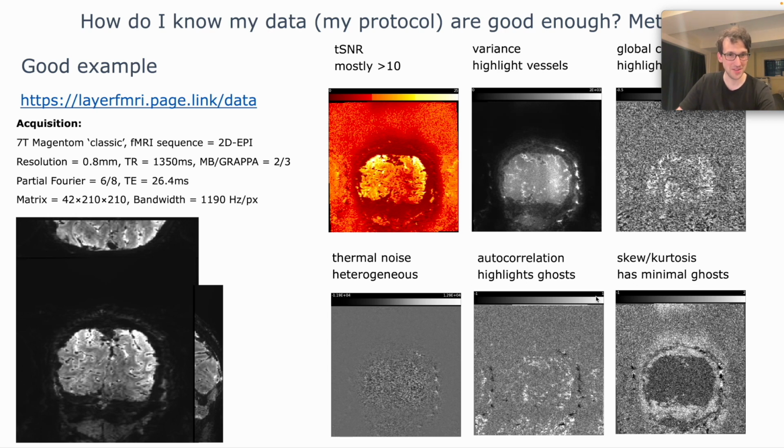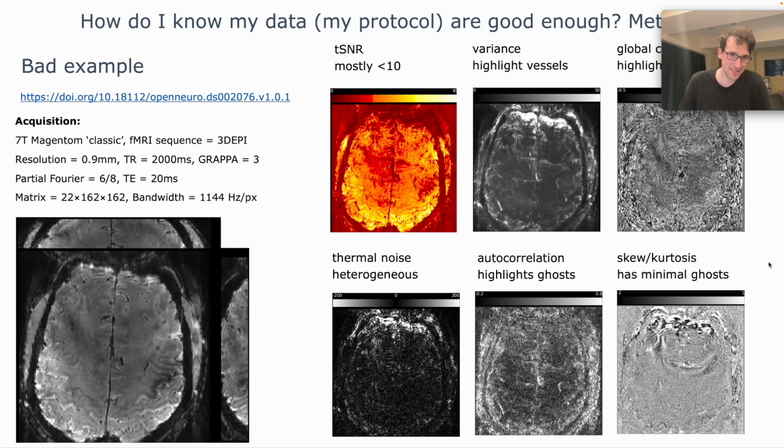Autocorrelation is also a very good metric that can sometimes be more sensitive to revealing artifacts that are not directly visible in TSNR maps alone. Also, I think skew and kurtosis is a very nice measure to look at artifact level, specifically ghost level. So in an ideal case, skew and kurtosis should be kind of flat within the brain. It should look like random noise. If you have arcs or ghosts in there, that usually means that you have an issue with respect to your protocol. So now, this is kind of how it looks for a good data set.